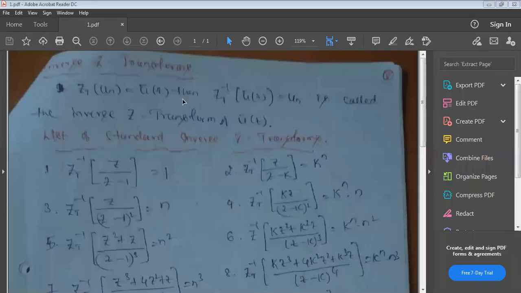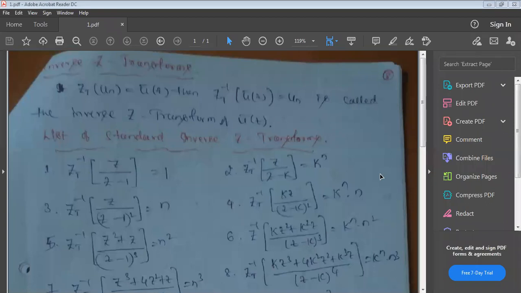So we shall start inverse Z transformations today. Okay, I'll just share a screen. See, first, let me explain what is inverse Z transform, the formula list, and then we'll solve problems on inverse Z transformations.